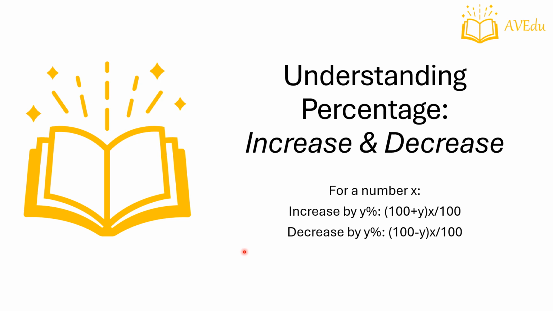Today we will explore the mathematical concept of percentage change. Specifically, we will discuss how a number x, when increased or decreased by a certain percentage y, the resulting value, or the new value, is calculated either as (100 plus y) times x divided by 100 when it is increased by y percent, or as (100 minus y) times x divided by 100 when it is decreased by y percent. This formula is fundamental and applicable in various real-world applications, from computing price discounts to analyzing population growth.